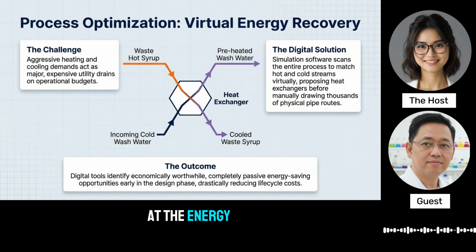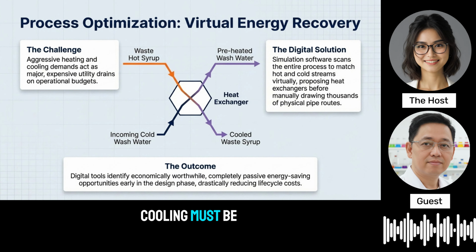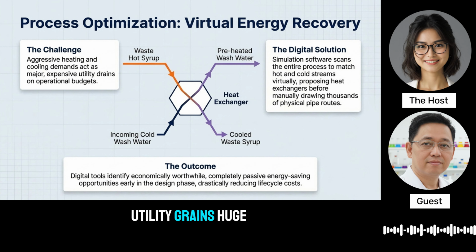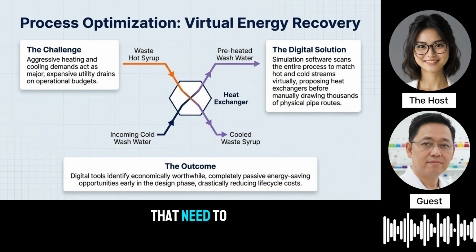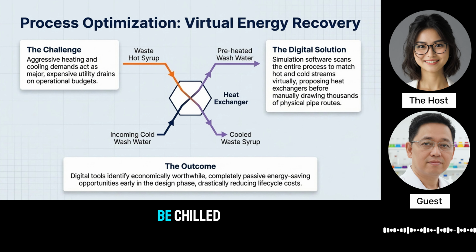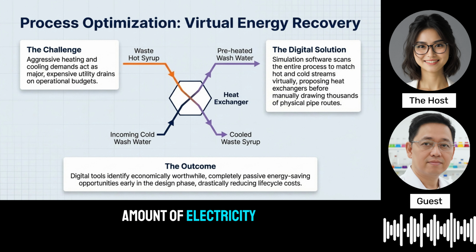Let us look at the energy side first, because heating and cooling must be massive utility drains. Huge. Take a continuous operation like a corn refinery. You have raw materials that need to be boiled and finished products that need to be chilled. Creating all that steam, and running industrial chillers takes an unbelievable amount of electricity.